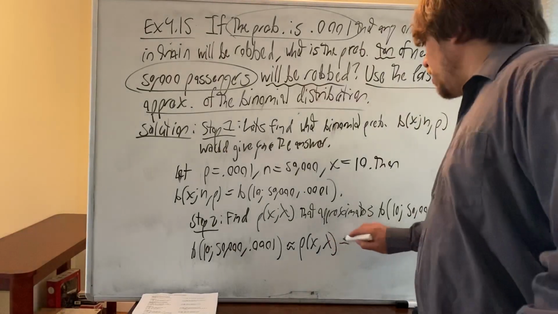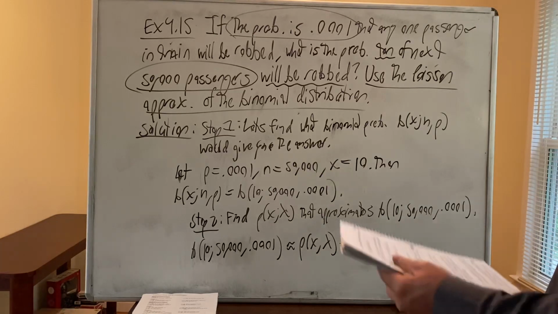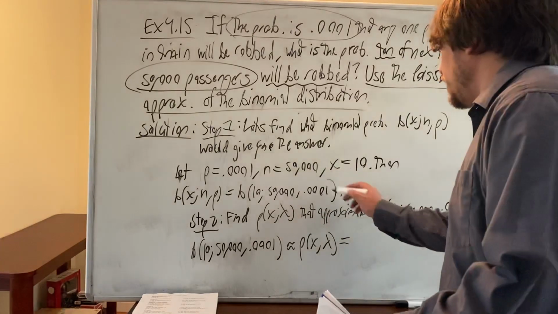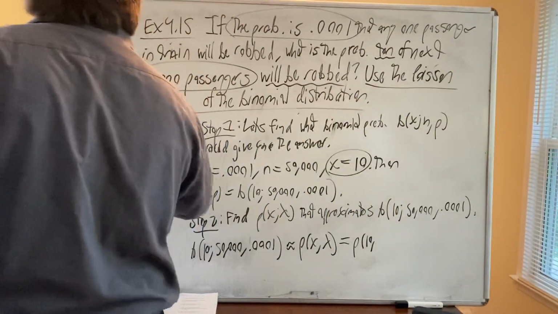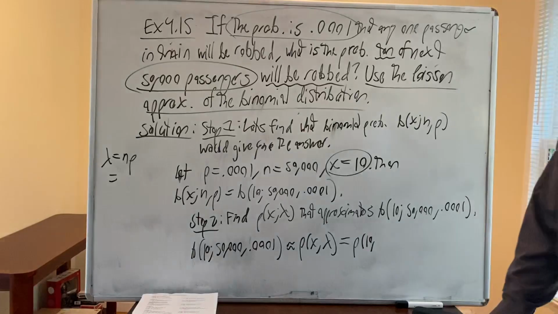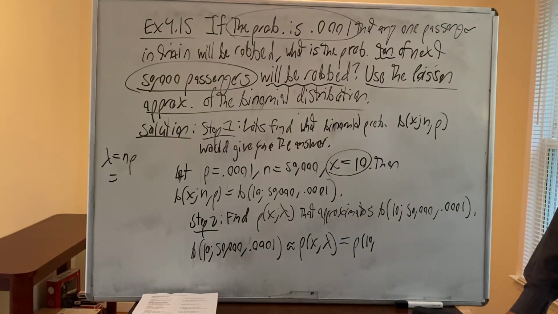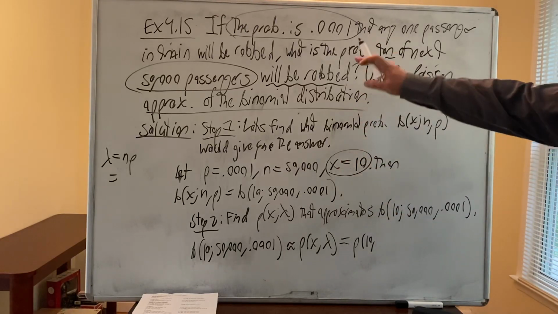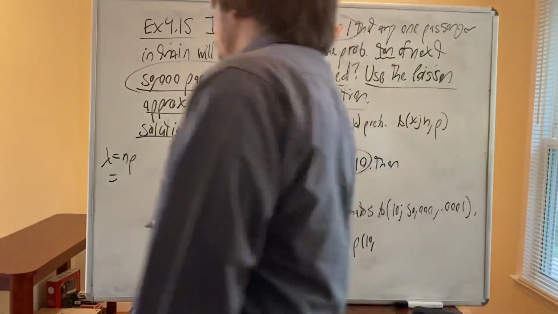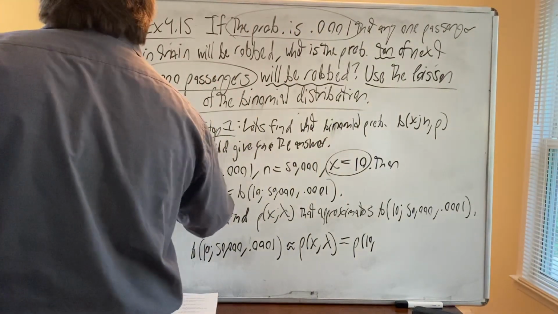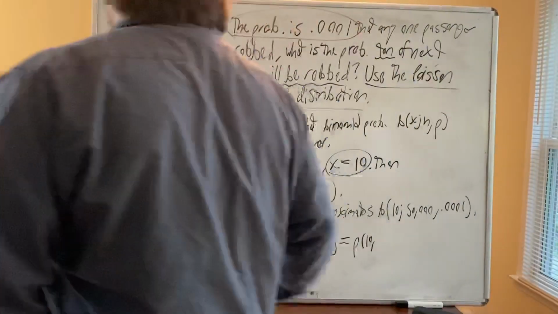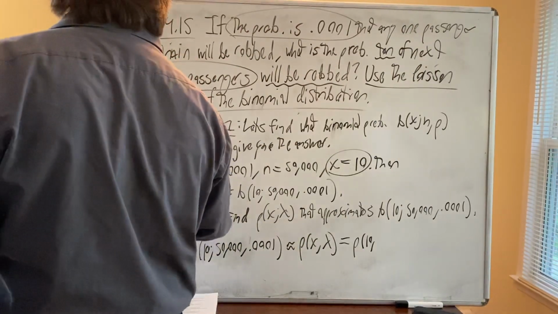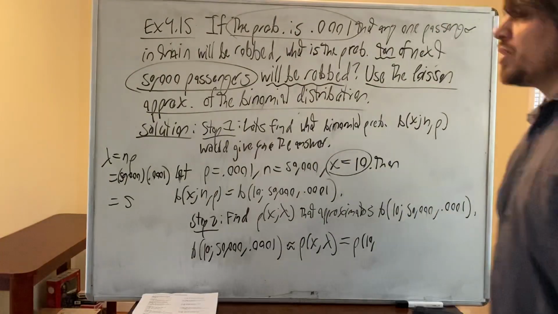So now we want to find the value of our Poisson probability. We know x is 10, but what's lambda? Lambda is n times p. That's the number of passengers that are going to board the train, times the probability that someone will be robbed. So in a way, that's the average number of people you'd expect to be robbed in the next 50,000 passengers. 50,000 times 0.0001 is 5. So lambda is 5.